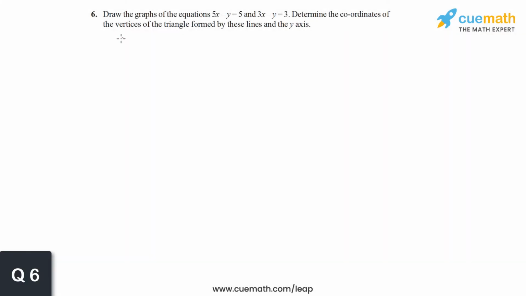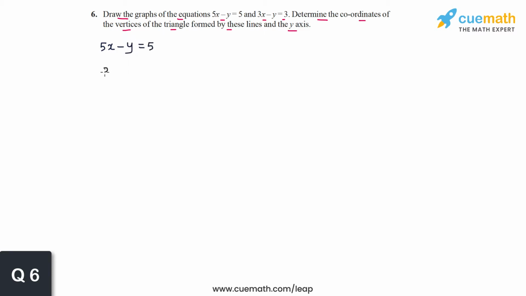In question 6 of this exercise, we have to draw the graphs of the equations 5x minus y equal to 5 and 3x minus y equal to 3. Then we have to determine the coordinates of the vertices of the triangle formed by these lines and the y-axis. Okay, so let's start with the first equation, which is 5x minus y equal to 5.